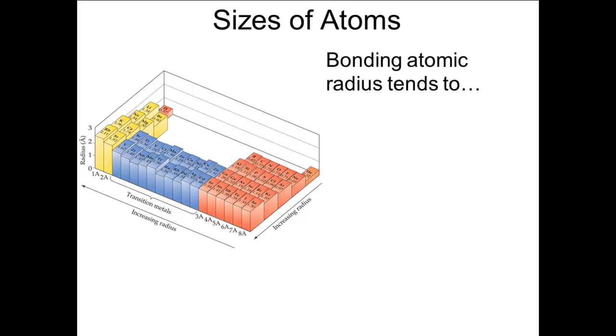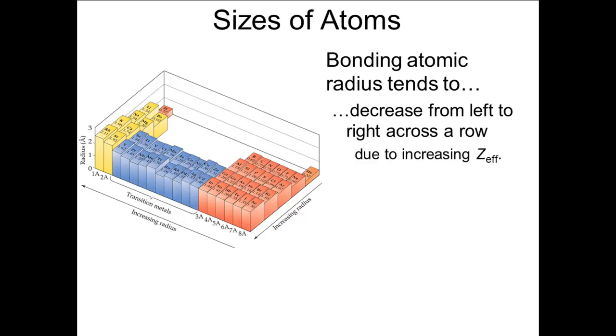As we go from left to right across a period, the atomic radius tends to decrease. While going from left to right in the same row, the value of n stays the same, but the nuclear charge increases. This results in more attraction for the electrons, pulling the electrons closer to the nucleus and decreasing the atomic radius. So the atomic radius increases from right to left across a period.